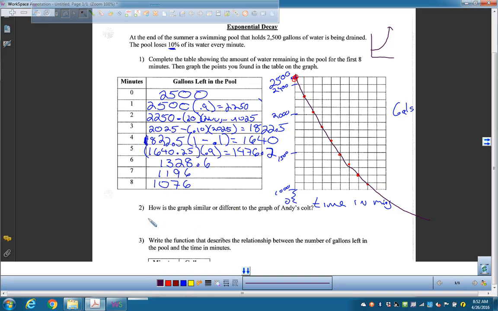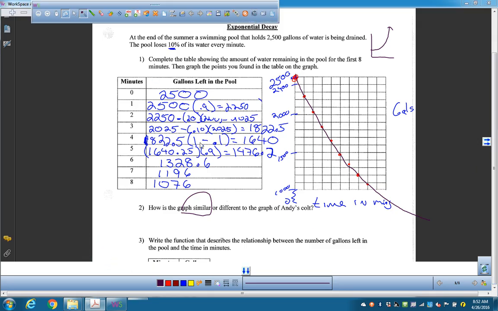Okay, one goes down, one goes up. You could write that. Okay, how are they different? How are they the same? They're both curving, right? In both ones, you're multiplying by a given number. Write the function. Okay. So that's the next thing we're going to do.